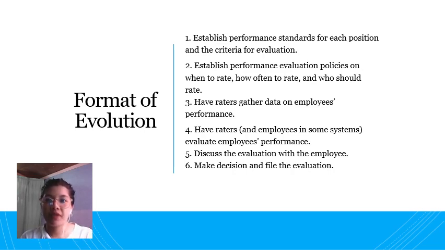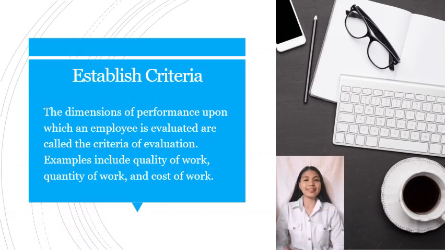Establish performance standards for each position and create the criteria for evaluation. Establish performance evaluation policies on when to rate, how often to rate, and who should rate. Have raters gather data on employees' performance, or have raters evaluate employees' performance. Discuss the evaluation with the employee and also make decisions and file the evaluation. Establish criteria. The dimensions of performance upon which an employee is evaluated are called the criteria of evaluation. Examples include quality of work, quantity of work, and cost of work.